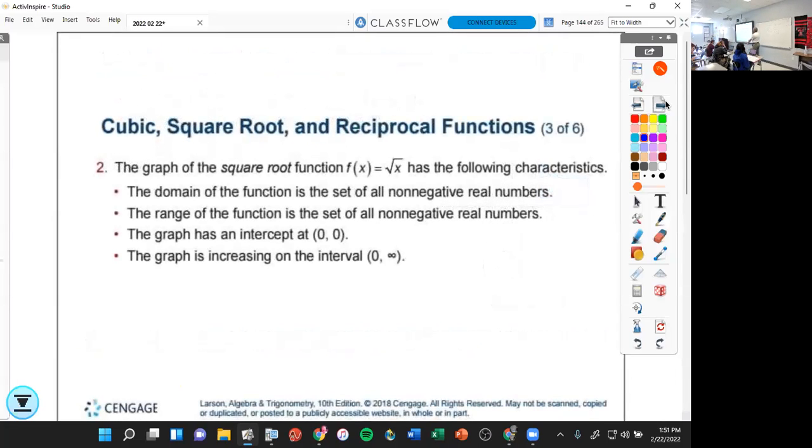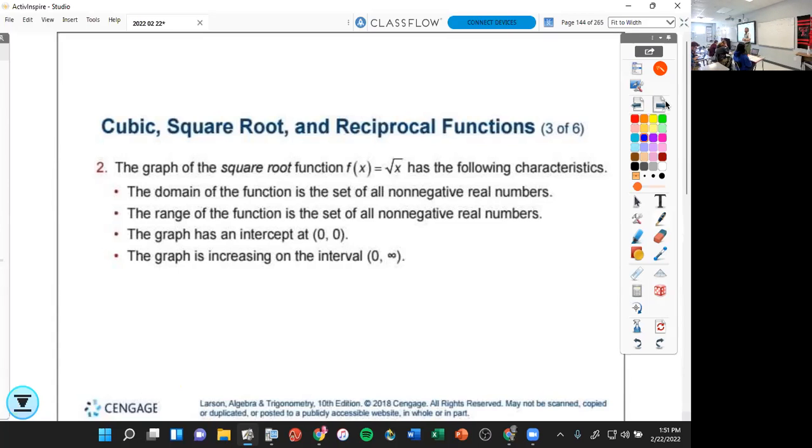The square root function. Read some characteristics here. It says domain is all non-negative real numbers. The range is all non-negative real numbers. Do you see anything about being even or odd? It's not. There's no symmetry whatsoever in the square root function, okay? It has an intercept at 0, 0, and it's always increasing from where it started. It starts at 0 and goes to infinity.